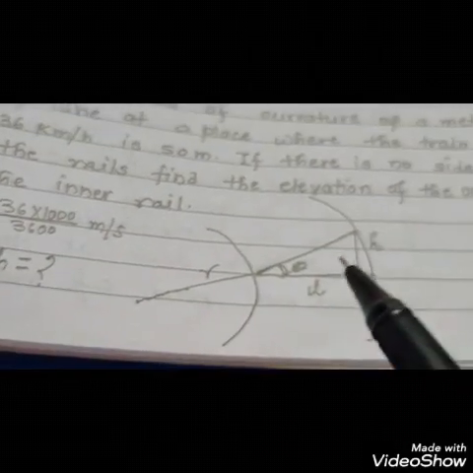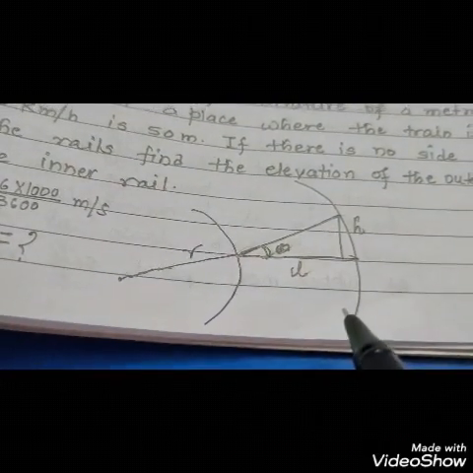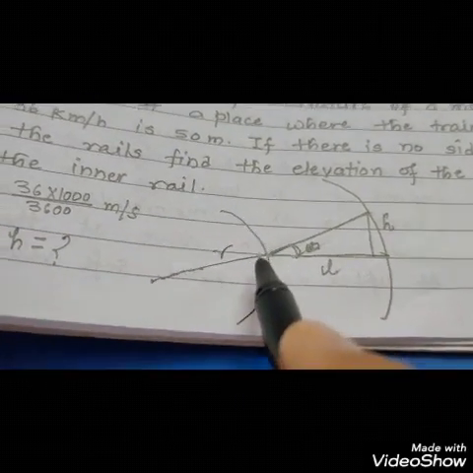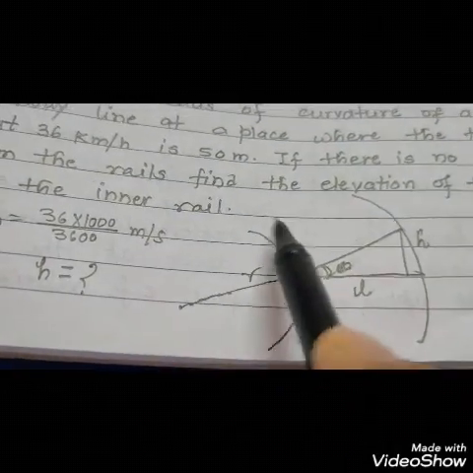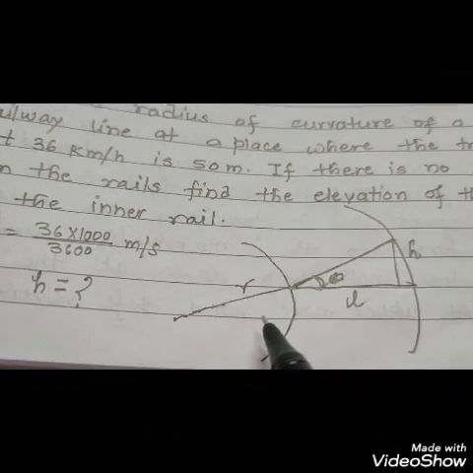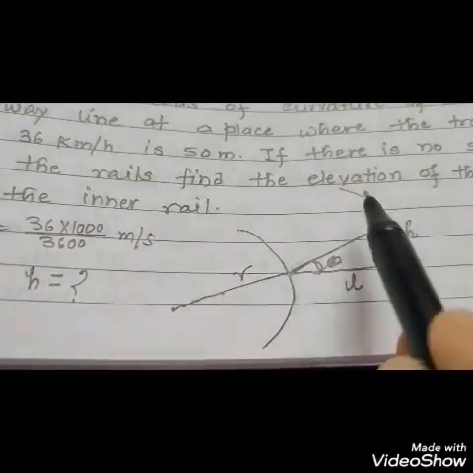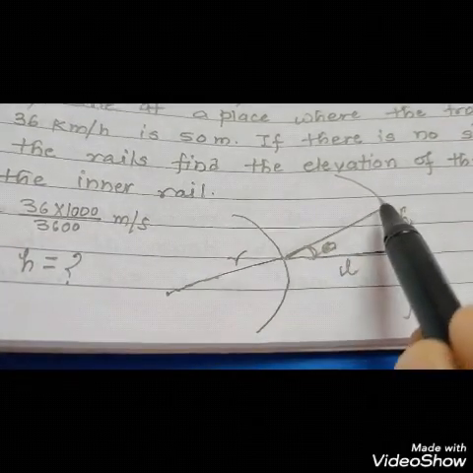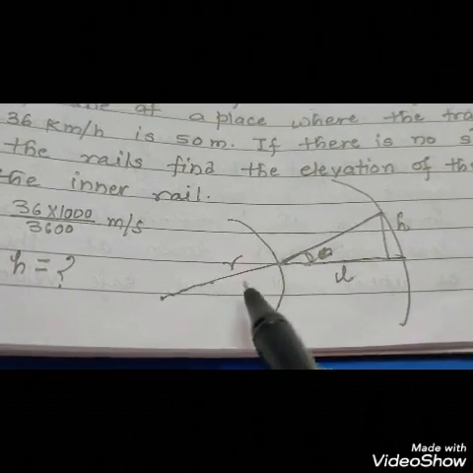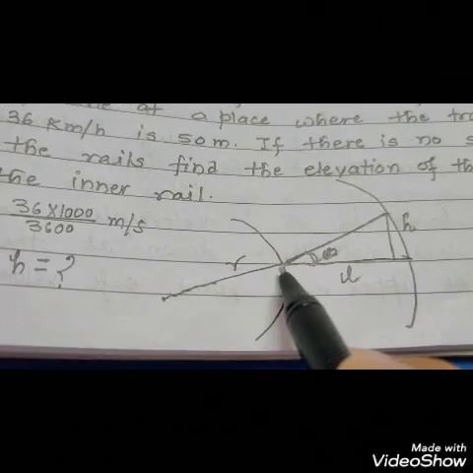So this is the figure you will see here. A circular track is there. In this circular track a train will pass. You will see this inner track, and this is the outer track, and the outer track is elevated by angle theta from the inner track or inner rail, you can say.